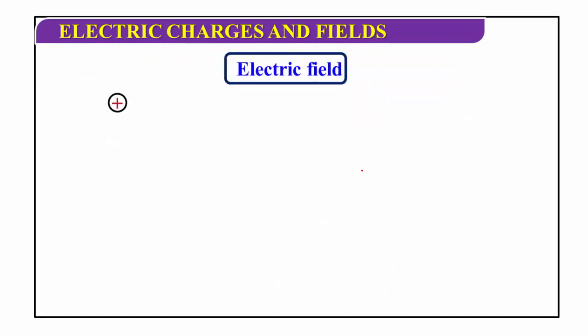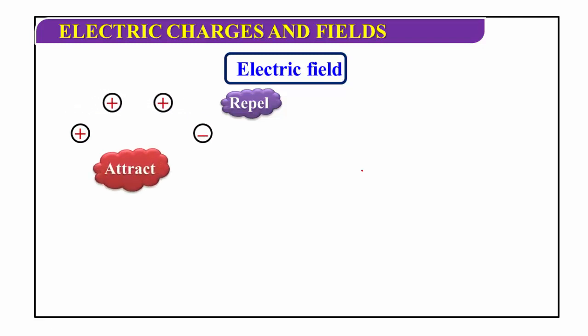Here electric field means, now I consider these are two like charges. When we consider two like charges, they repel each other. In the second case, one is a positive charge and another one is a negative charge. Now these two charges attract each other. This is because of the electric field. The region around the electric charge is called the electric field.